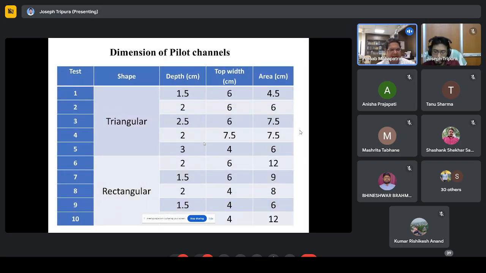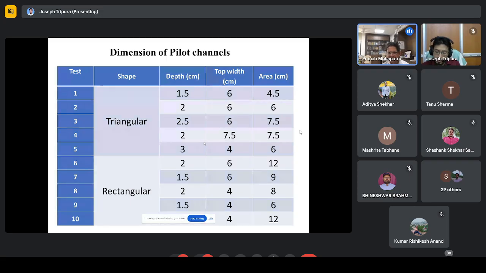So, as I said earlier, what we did is we tried different shapes, for example, triangular or rectangular or parabolic, circular, different shapes and different sizes. For example, in triangular, you can mark the depth. The depth is 1.5 to 2.53, and the top width varies from 6, 7.5, 4. So we use different shapes and sizes of these pilot channels to know what is happening at the end.